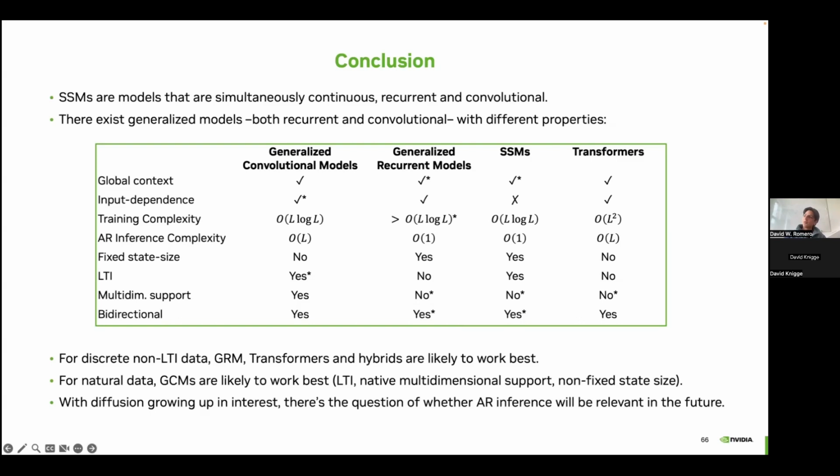And there is also an important part: with diffusion models growing in interest, there is a question of whether autoregressive inference is going to be important in the future. And so in the future, if you don't need to do autoregressive inference, well, this O(1) of RNNs is going to disappear. It's not going to be important anymore. So I would say that it's also something to keep in mind going forward.